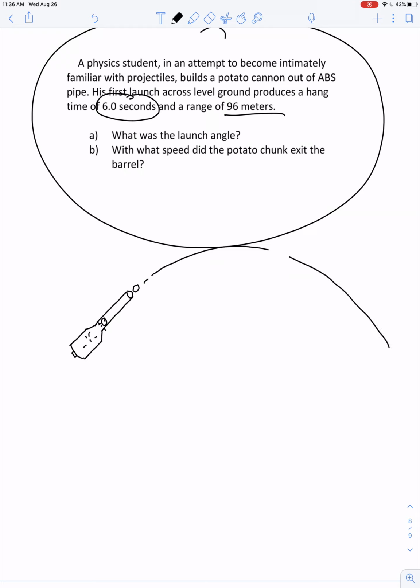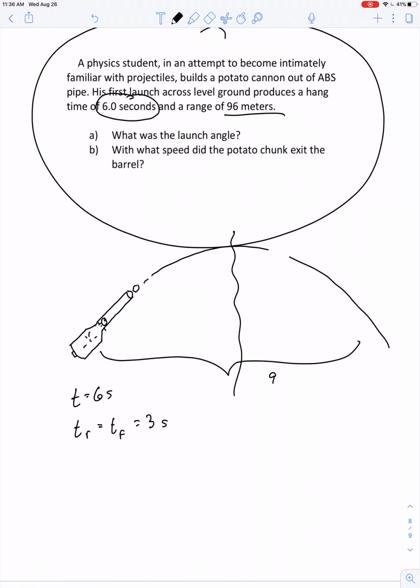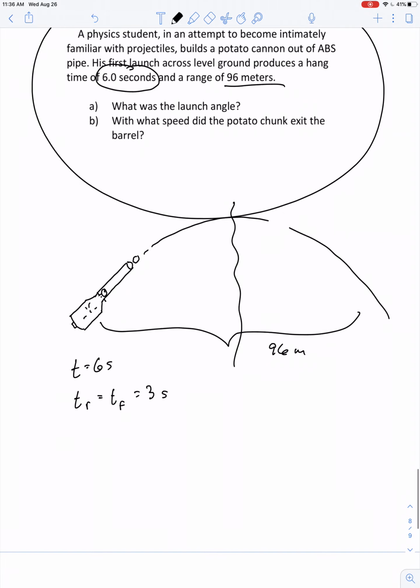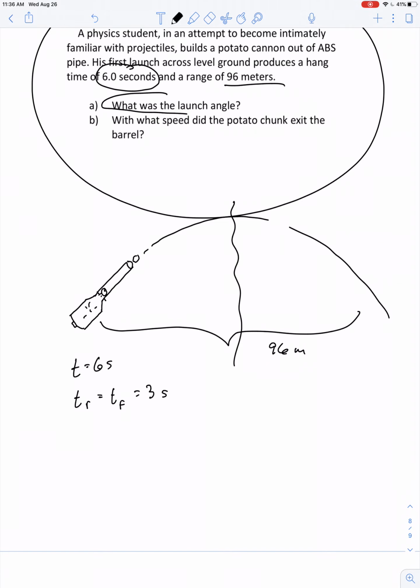Okay, and so the time of flight is 6 seconds. That means the time to rise is equal to the time to fall, which is only 3 seconds, right? That's the nature of the symmetry of this sort of motion. And the range is 96 meters. What's the launch angle and what's the speed?